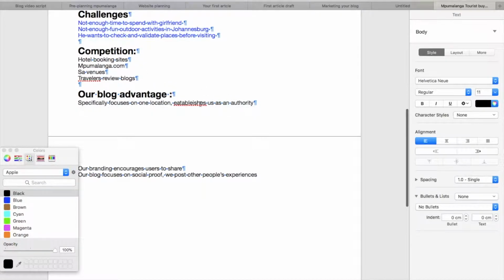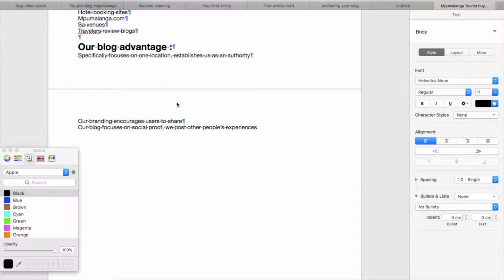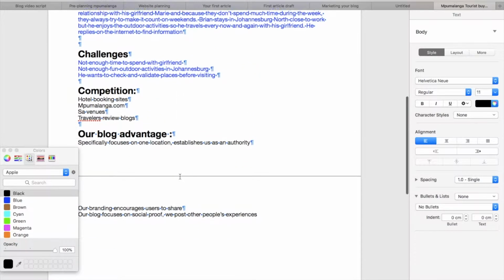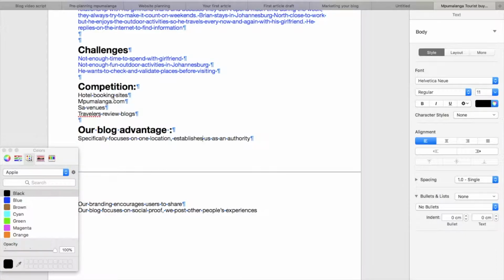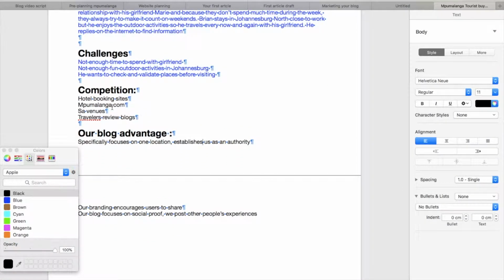So after reading through all of that, I was able to pin down what will be my advantage on my blog. Why would people come to my blog instead of coming to hotel booking sites, for example? Why would people come to me instead of going to Trivago and other websites? Because you need to have a competitive advantage. You can't just create a blog and say, because my blog sounds nice. You need to offer something unique, something of value. That's why we had to do market research, so that we understand the market and understand where our value proposition might be.